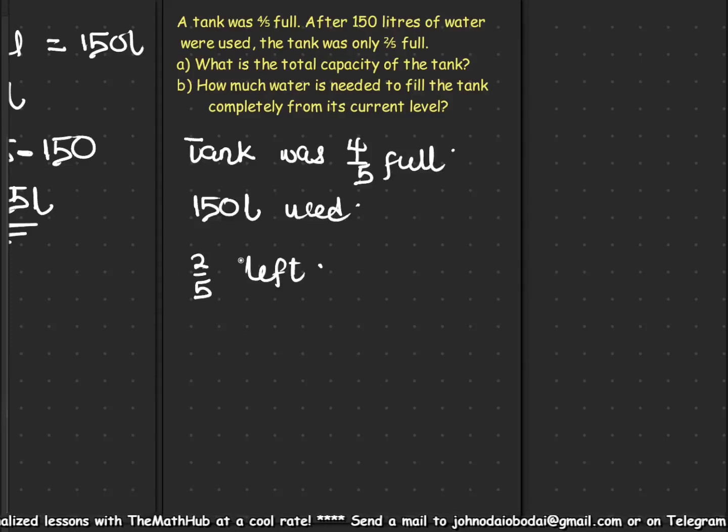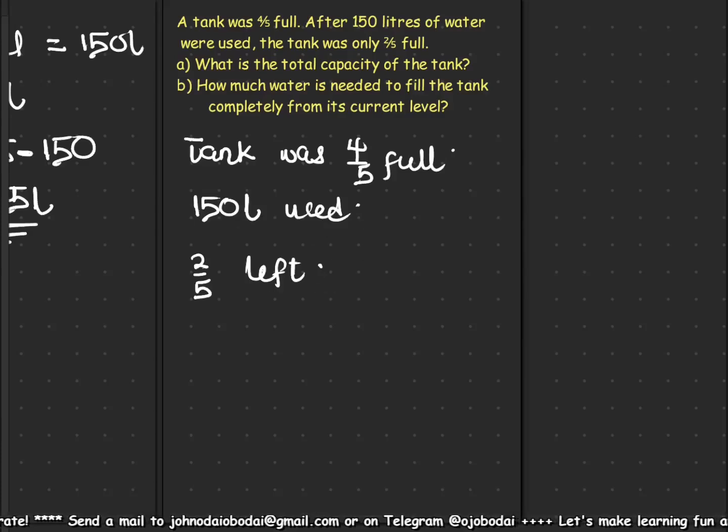So this here is our parameters that we have from the question. The tank was 4/5 full and then 150 liters were used. 2/5 is now left. So if you want to use a ratio and proportion, the first thing you need is what? How much fraction does this 150 liters that has been used represent?